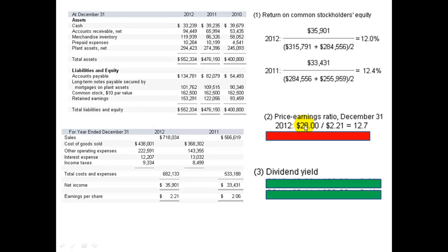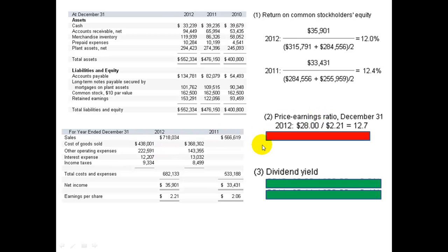So you take that price and you divide it by the earnings per share, and this gives you how many times the earnings possible buyers of this stock are willing to pay. In this case, it's 12.7 times the earnings. Now, as this PE ratio goes up, then it looks like more and more people are expecting this company's earnings to go higher. If it's going down, the reverse is true. So it's 12.7 times in 2012.